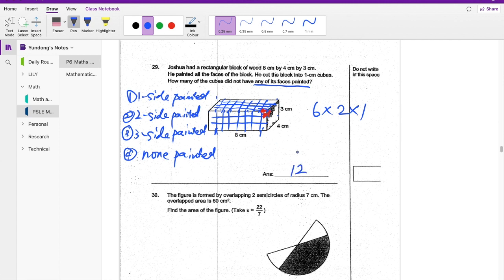Right? So you can also calculate, for example, this one. If I want to calculate 1 side painted, there are how many? 2 sides, how many? And 3 sides, how many? Then you will be familiar with this kind of question.